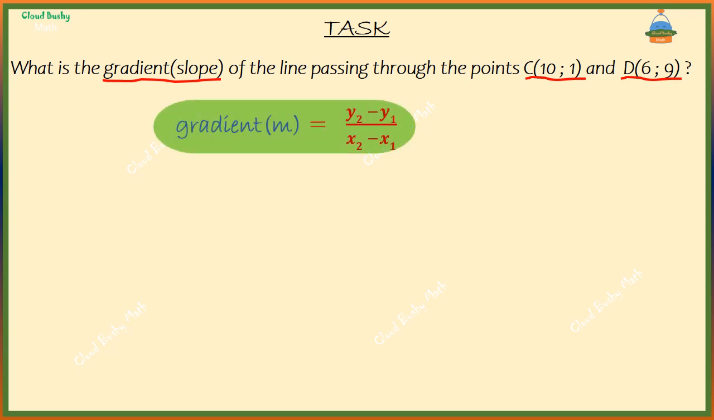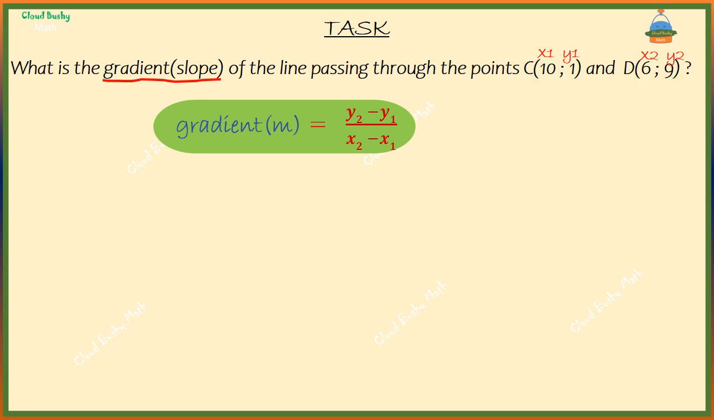Now, we know that to find the gradient or slope of a straight line, we use the formula m equals y2 minus y1 over x2 minus x1. So let's take point C to be our first point. So we can label the coordinates at point C as x1, y1. And at D, we have x2, y2.